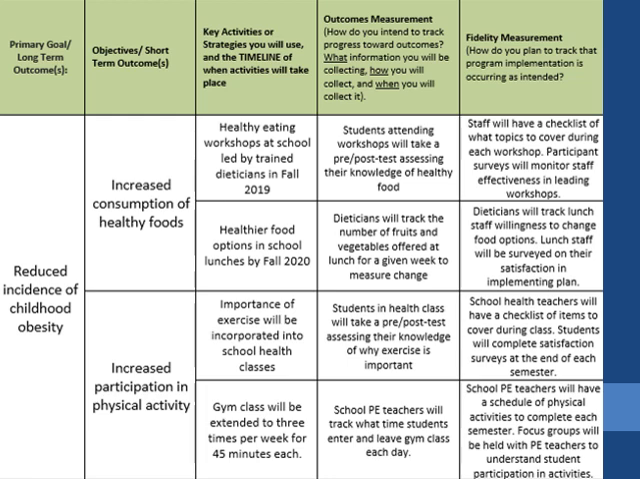You can see that I'm going to be doing healthy eating workshops. I'm going to be measuring the outcomes for the healthy eating workshops by having students take a pre-post test assessing their knowledge of healthy foods. My fidelity measure will be that staff will have a checklist of all the topics that they were supposed to have covered. And then I'll also be doing participant surveys to see how effective staff were in leading the workshops. So you can see that all are structured in the same way. You're going to have an activity. How are you going to measure the outcome for that activity? And how are you going to measure that that activity was implemented how it was supposed to be implemented?